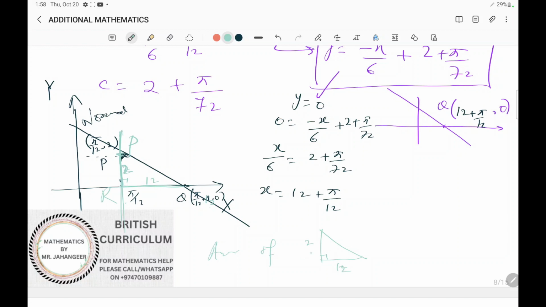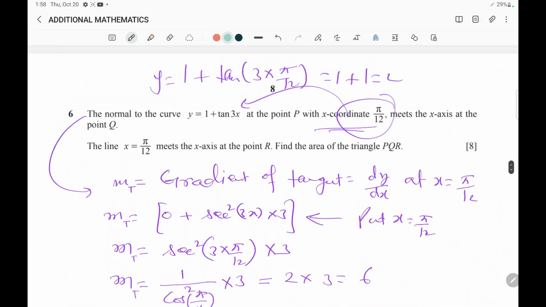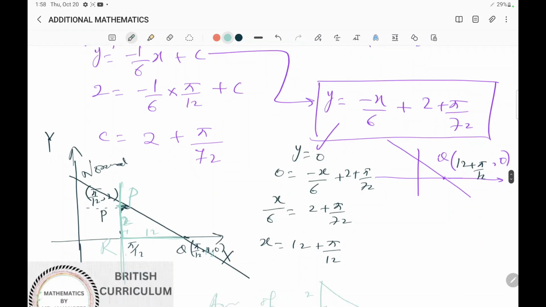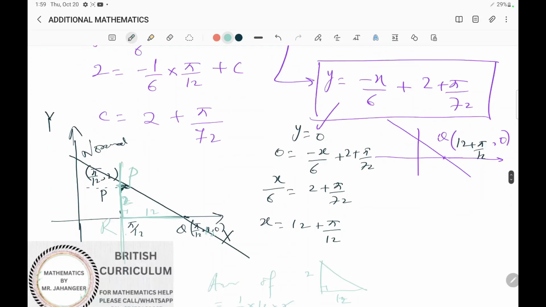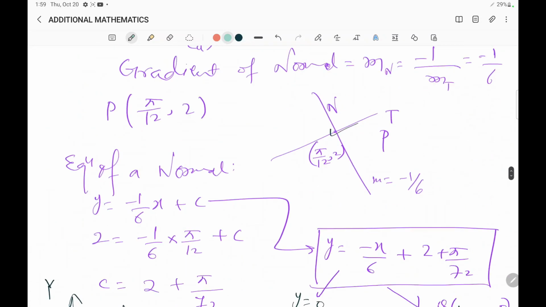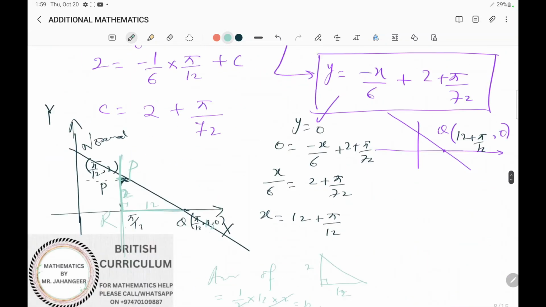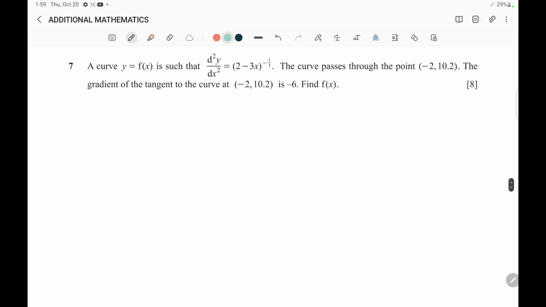So the area of this type of triangle is half times base times height, and cancel. This is 12. So what's the answer? Area of the triangle is 12 only. Okay, so I hope you understood. If you did not understand, then you can go over this question once again.